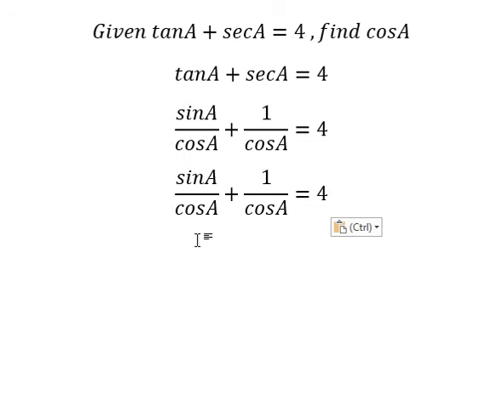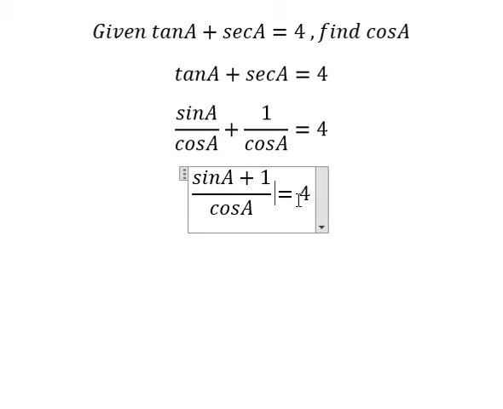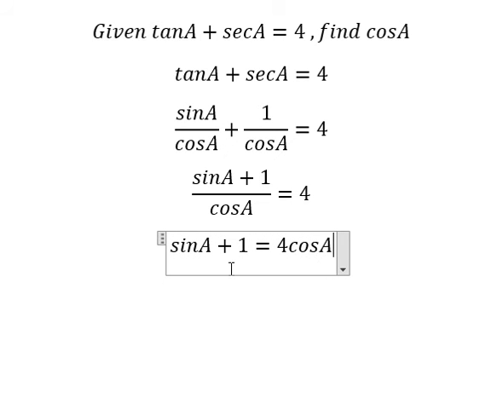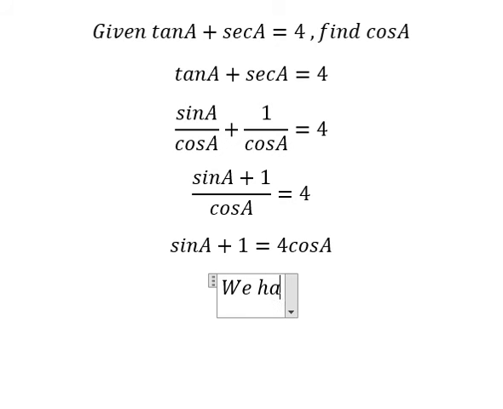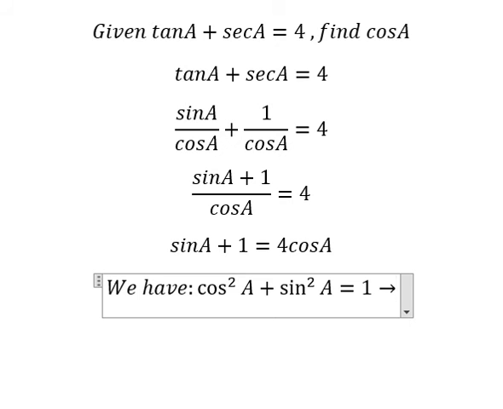Now, we see that they have the same cosine A, so we can put it like this. Next, I will put cosine A to the right. Next, we have the formula in here. Cosine A squared plus sine A squared equals 1. So we have cosine A, so I will put this one to here.